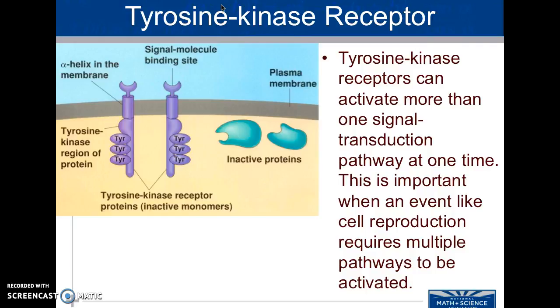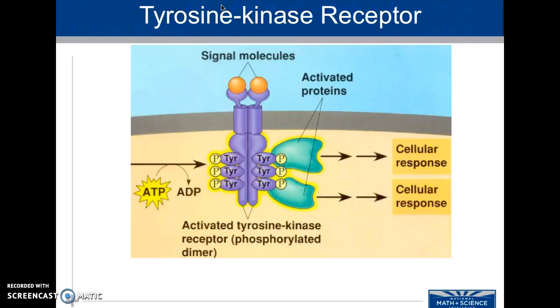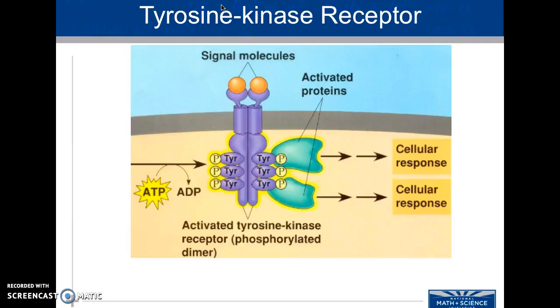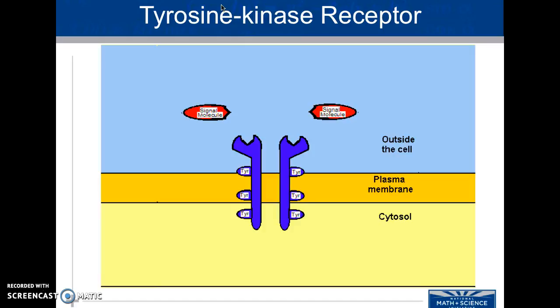Tyrosine kinase receptors activate more than one signal transduction pathway. This is important when it comes to cell reproduction or things that have to have multiple pathways occur. What we see is that we need two signal molecules, and my proteins start apart. They basically come together and fuse. They use ATP, and they release multiple activated proteins to cause a cellular response. We can see it here.